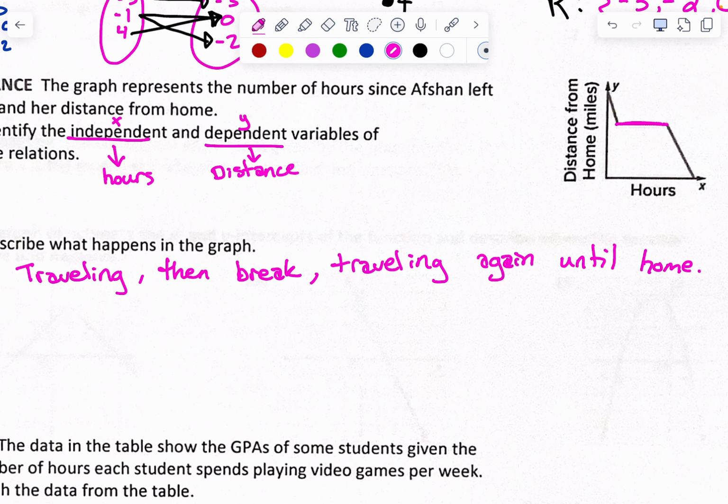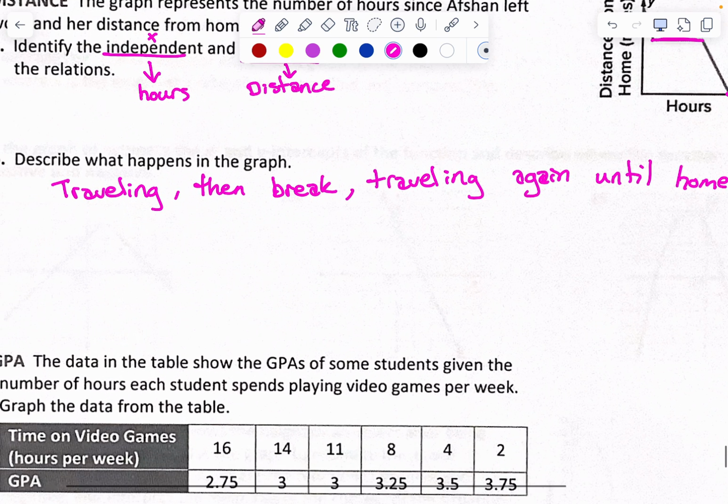Okay, because it does level off at 0. So he's traveling again until he gets home. Yep. Okay, happy with that? Something of that nature. It doesn't have to be exactly like that, but as long as you're telling kind of that story, right? Okay. All right, number 3.